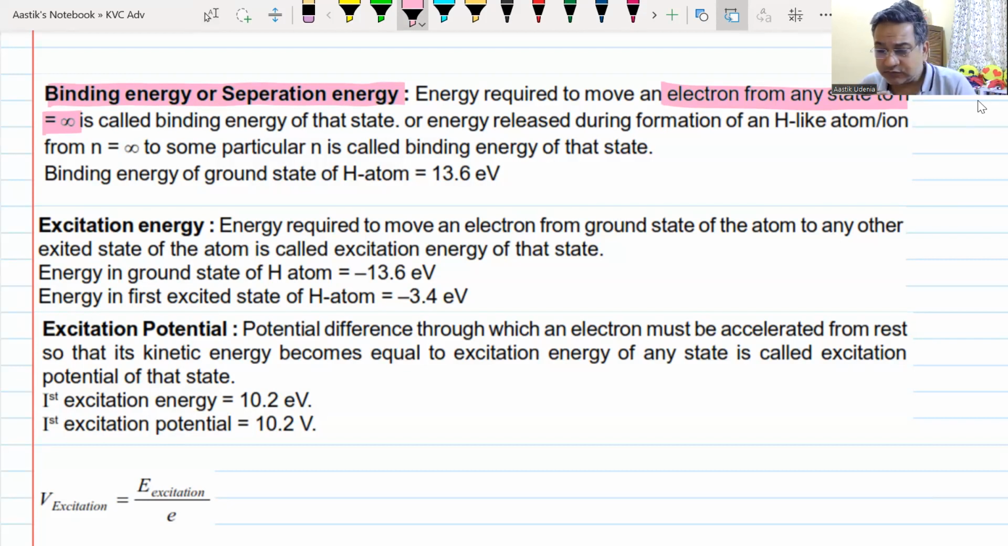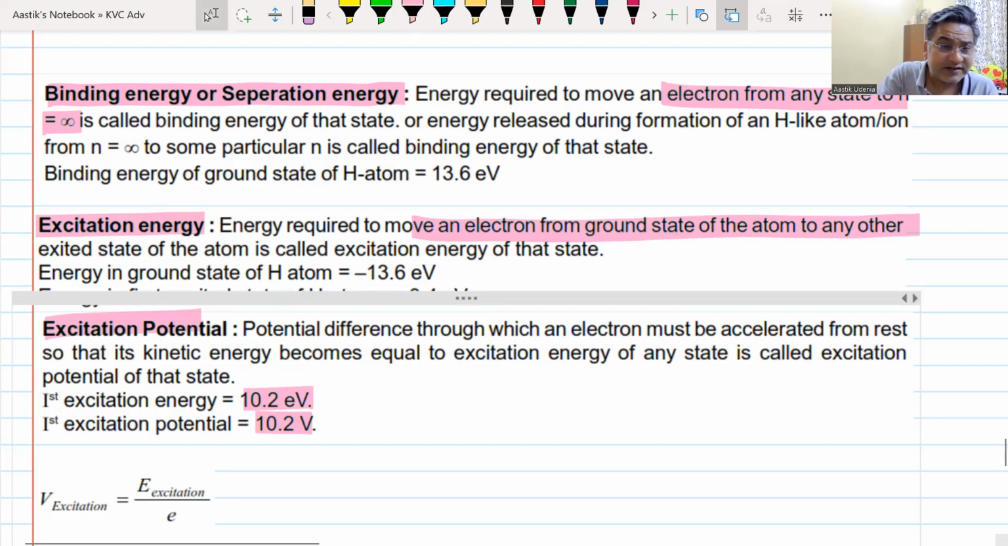You need that much energy to separate the electron. Do we understand this? Yes. Excitation energy is the energy to move an electron from ground state to any other state. Excitation potential will be the potential required to do that. If the excitation energy is 10.2 electron volt, the excitation potential will be 10.2 volt. We understand this, yes or no? Yes, sir.